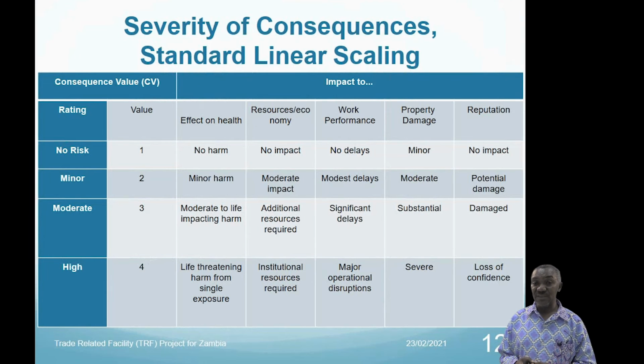And then damage to property. Some hazards may actually result in damage to property, especially chemical hazards. If you allowed it to go through the system, it may destroy some sensitive equipment or otherwise. And then I talked about the reputation. You can have no impact on reputation, or people can lose confidence in your business undertakings. So this is about the risk impact scaling.